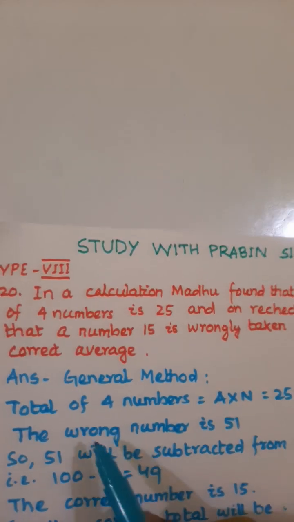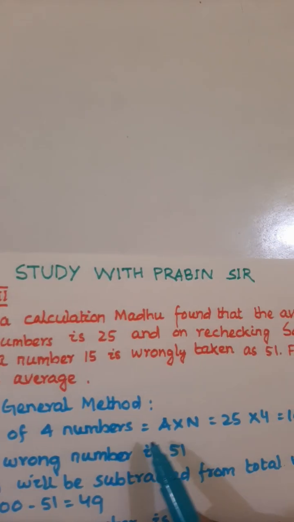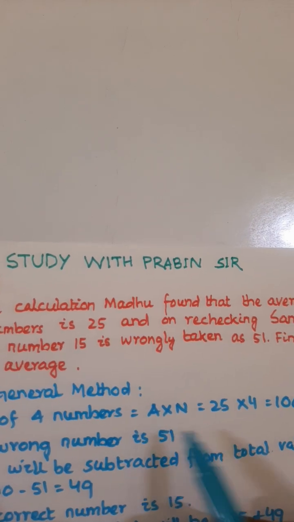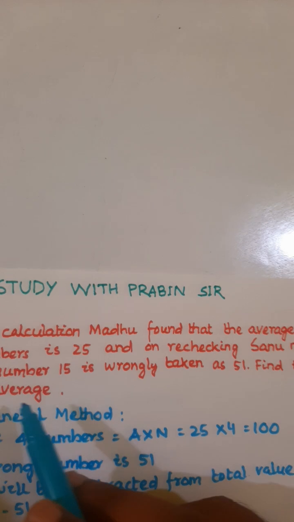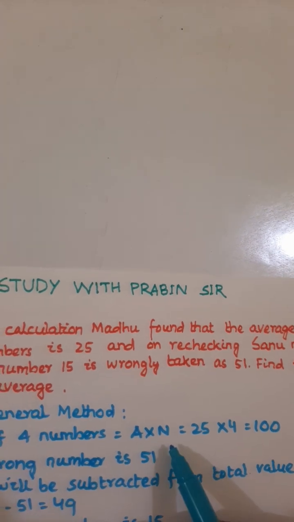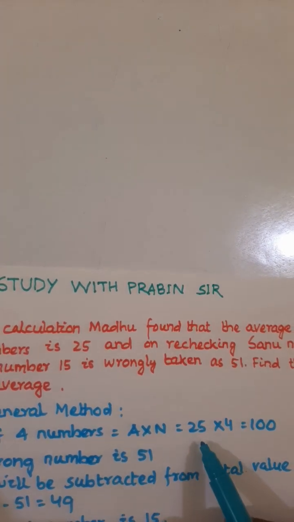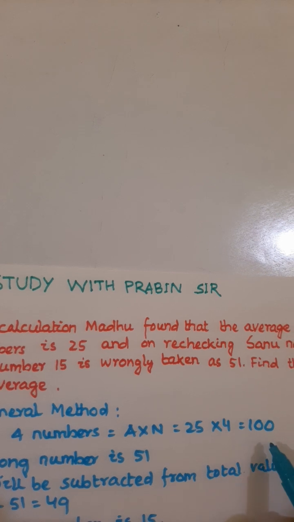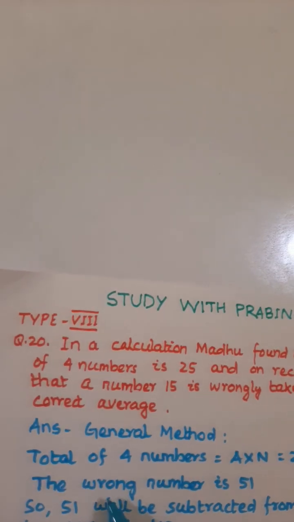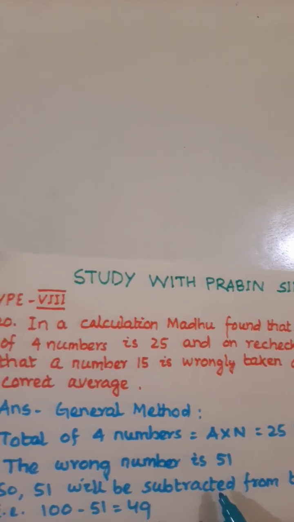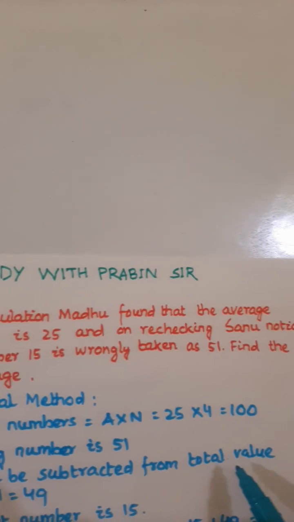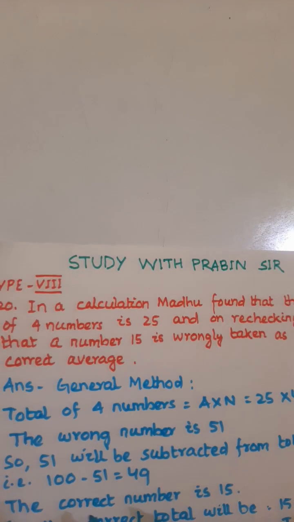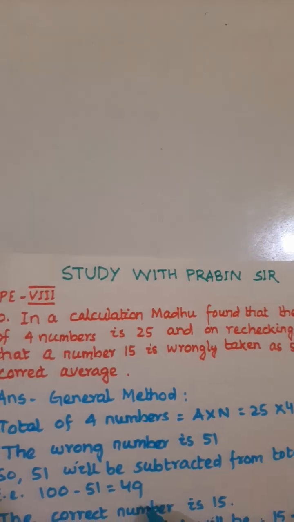Now the total of four numbers is T = A × N. Here A is 25 and N, that is the number of numbers, is 4. That is 25 × 4, which is equal to 100. The wrong number is 51. That means 51 will be subtracted from the total value. That is 100 minus 51, which is equal to 49.